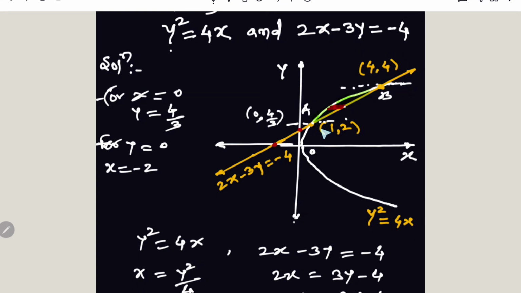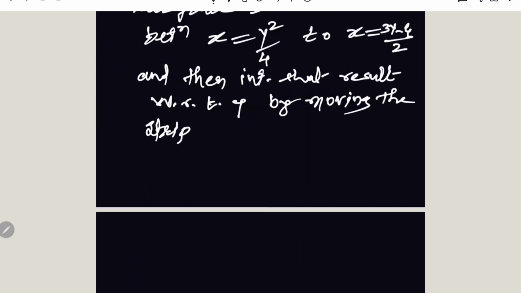Therefore, we move in the upward direction. Therefore, at this the equation of that line is y equal to 2, and here it is y equal to 4. Between y is equal to 2 to y is equal to 4, and therefore we put these limits.